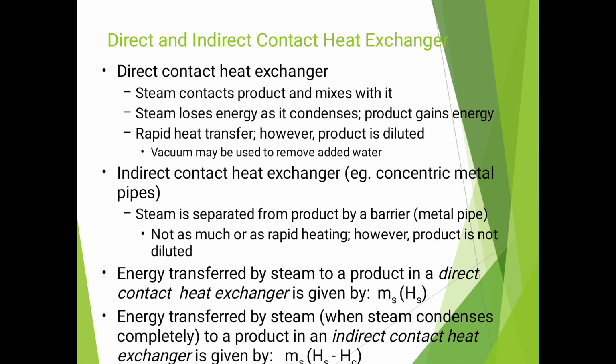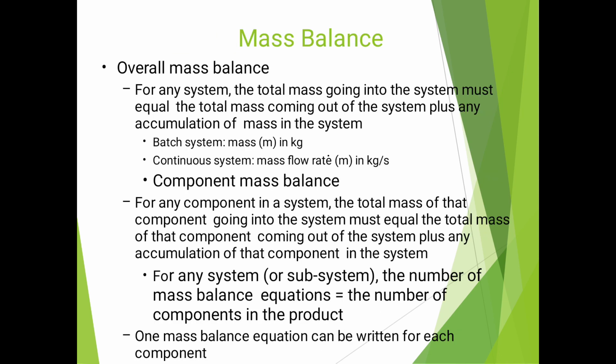Next, indirect contact heat exchanger. Steam is separated from the product by a barrier, so it is not as rapid a heating. However, the product is not diluted. Energy transfer by steam to a product in a direct contact heat exchanger is given by Ms into Hs. Energy transfer by steam to a product in an indirect contact heat exchanger is given by Ms into Hs minus Hc.